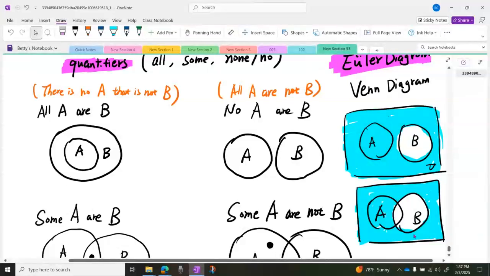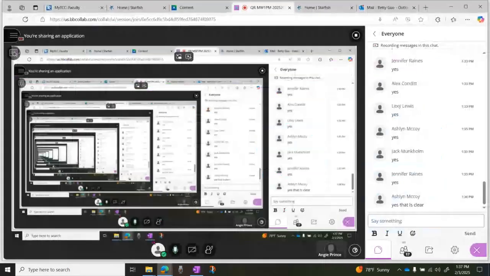These two Venn diagrams will help us understand that no A are B is equivalent to all A are not B. Another way to say no A are B is all A are not B. And don't worry, we're going to have problems to help reinforce the meaning. Right now, we just try to understand the logic here. This chapter is about logic. Let's see if you have any questions.